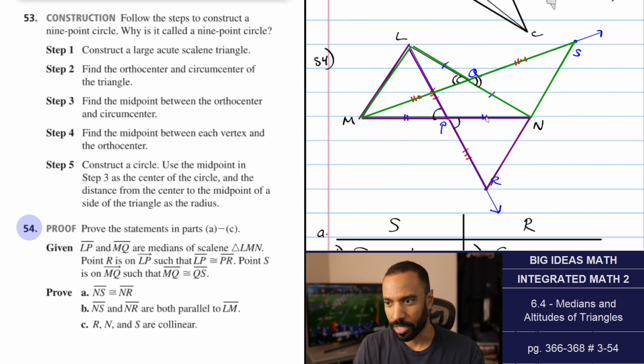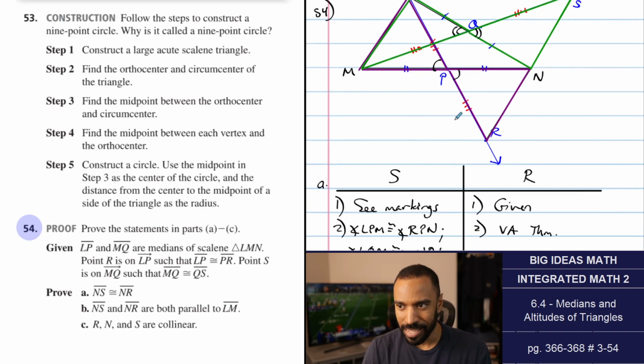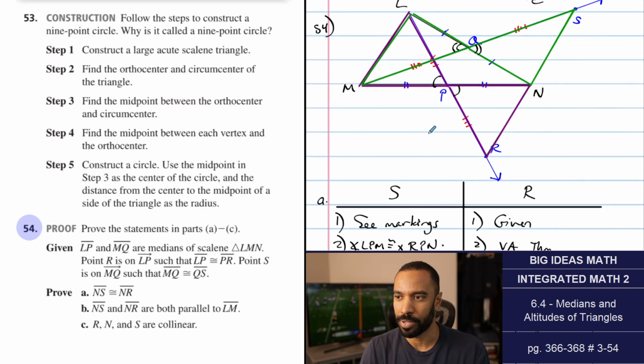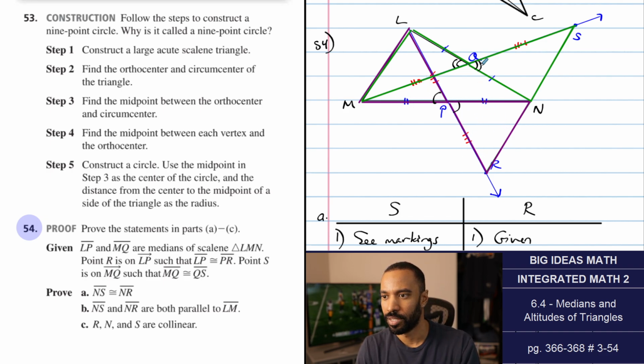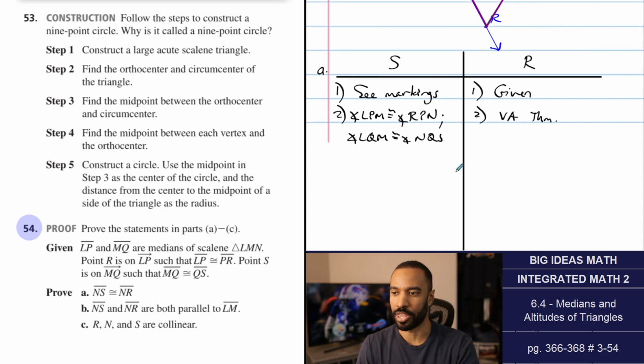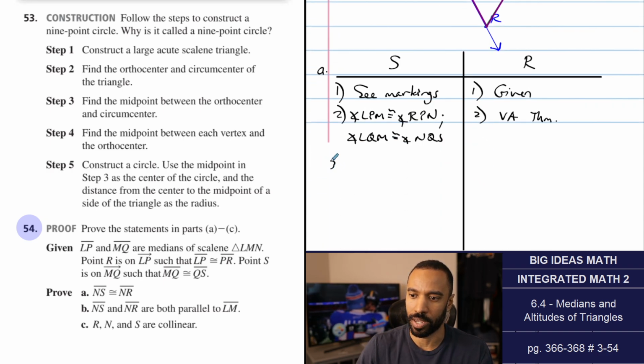Now with all the other markings here, the given ones, the medians, whatever they told us, now we can use side angle side. I got side angle side on purple, and then I have side angle side on green. I think I made them correspond correctly. So I'm going to say those corresponding parts: triangle LPM is congruent to triangle RPN.